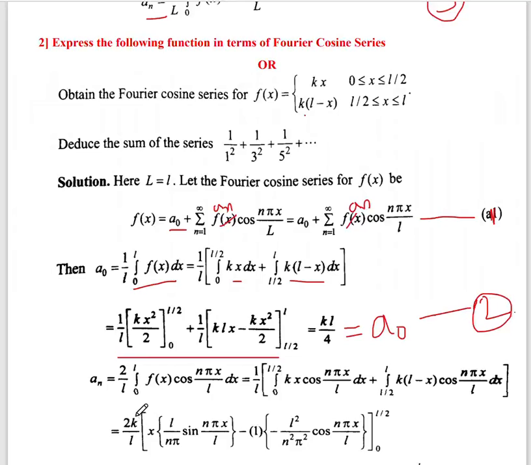Now we will split this integral into two parts, that is 0 to L by 2 and L by 2 to L, and put the values of f of x from the given function. For the first interval, the value of f of x is kx. So it equals 1 upon L integral 0 to L by 2, kx cos n pi x upon L dx, plus the second integral, L by 2 to L, where f of x is k into L minus x, cos n pi x upon L dx.